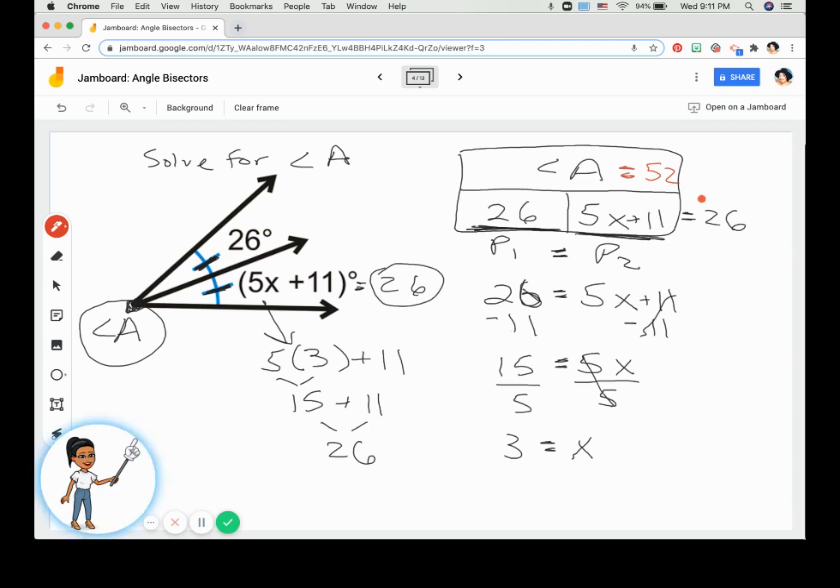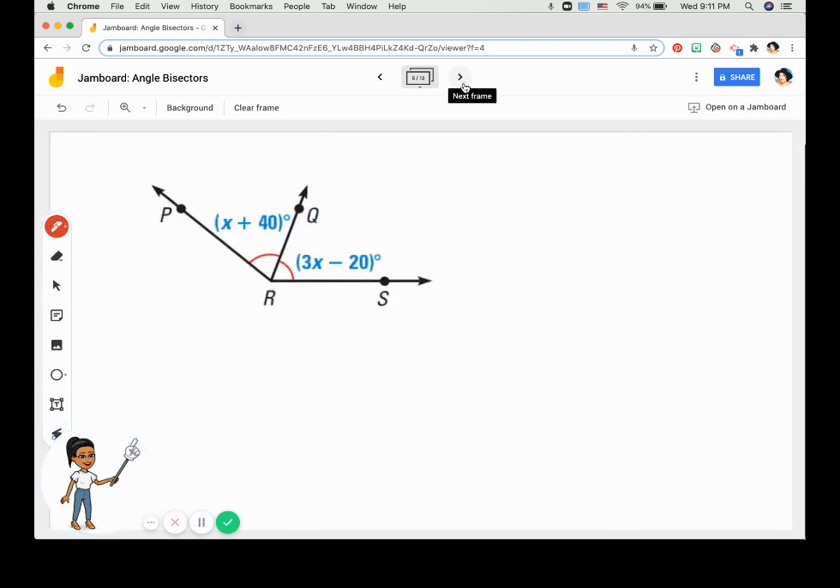Okay, all I'm doing is finding the parts, putting them together to find the whole. Okay, so we are almost done. We are going to do 2 more. So here we are just going to solve for angle PRS. So we want to know this whole angle. What is that angle measurement?